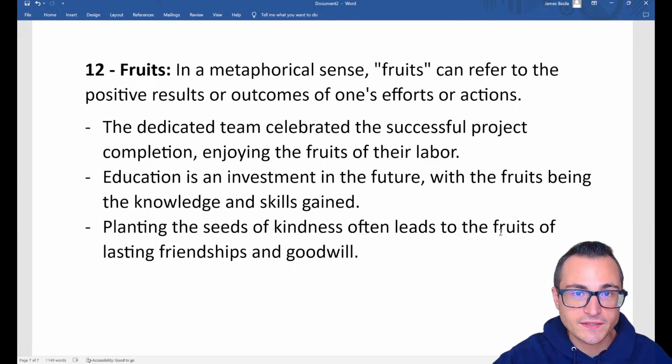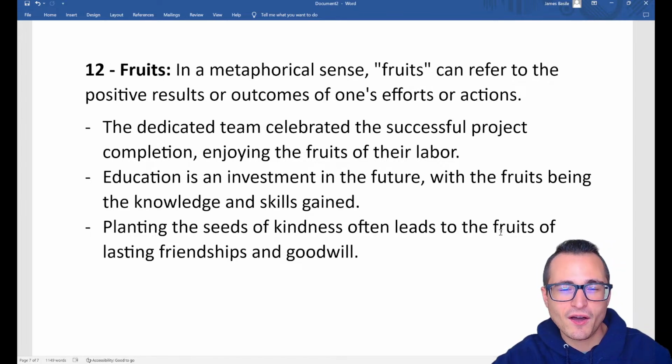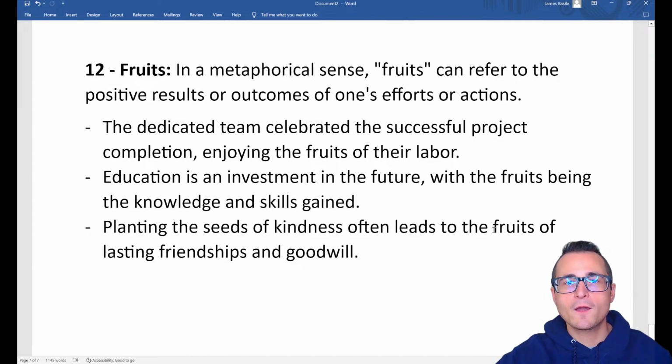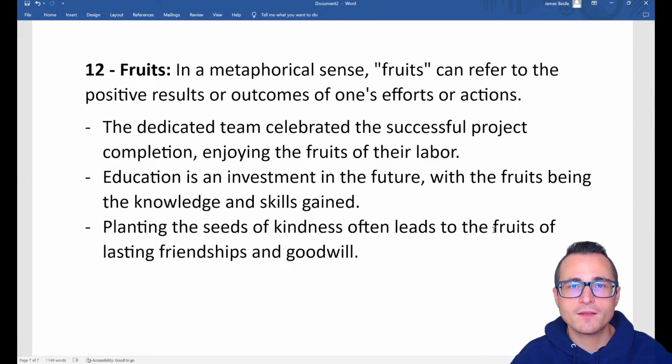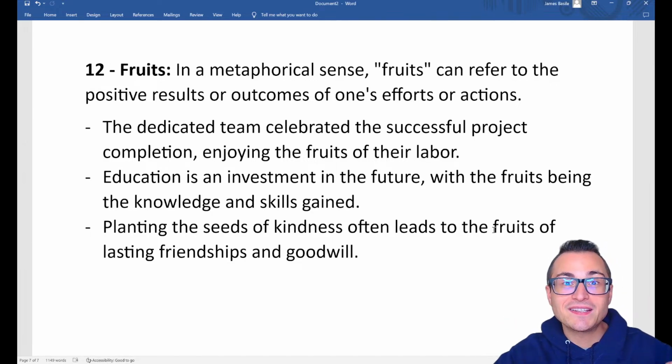The last sentence for this word is planting the seeds of kindness often leads to the fruits of lasting friendships and goodwill. So, what good results come from being kind? The fruits of being kind may be good friendships and kindness toward you.